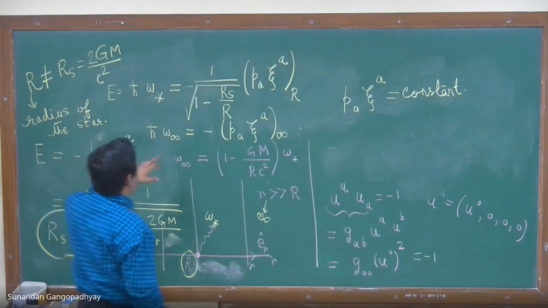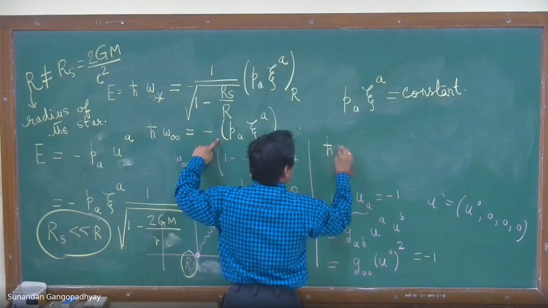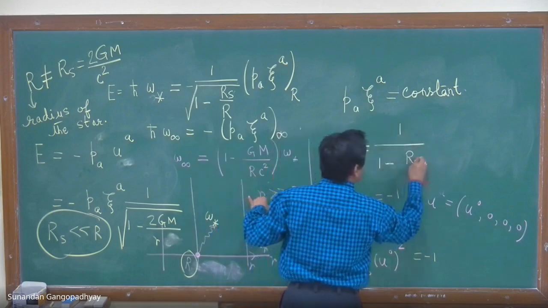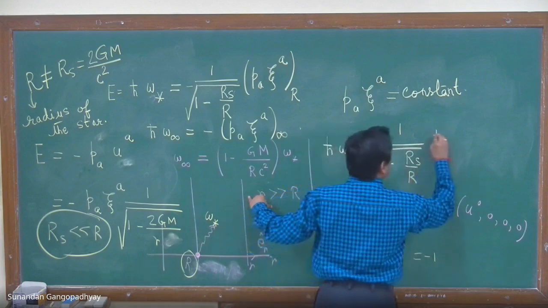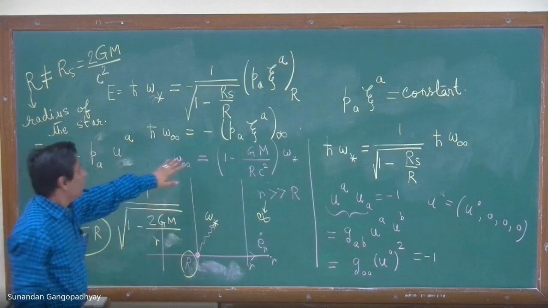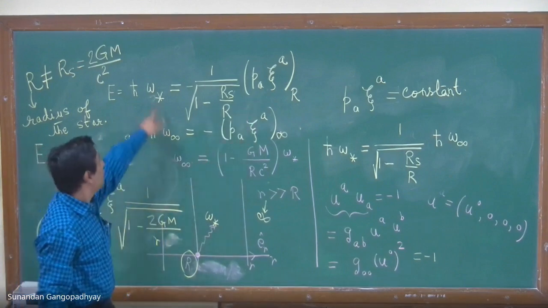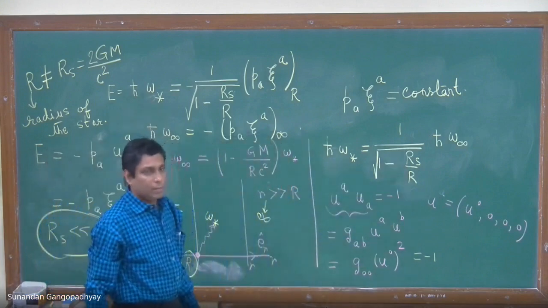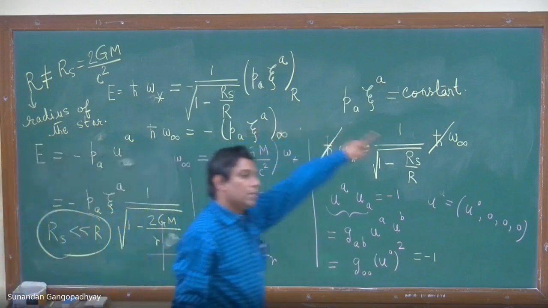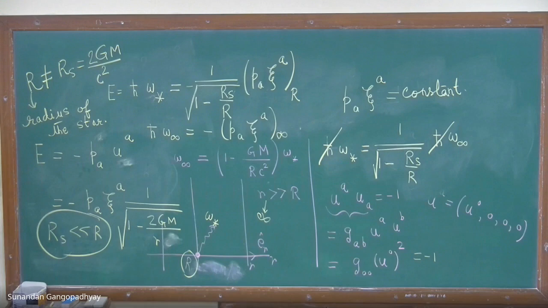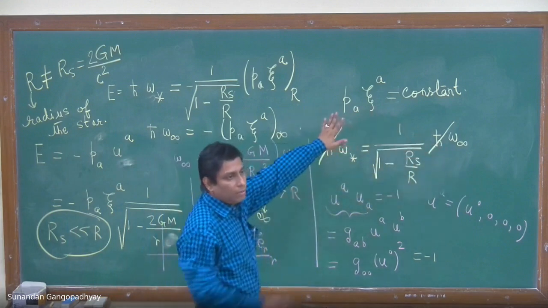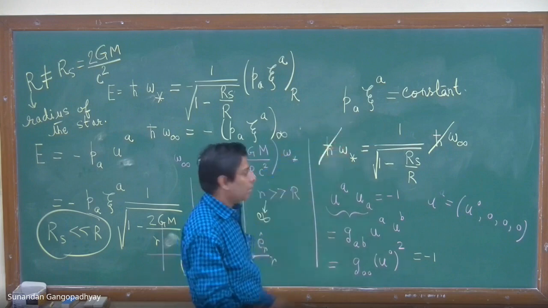Since this and this are equal, therefore h bar omega star is equal to square root of 1 minus RS by capital R times h bar omega infinity. Because this and this are equal along a geodesic, and this is equal to h bar omega infinity, therefore from this equation you have this relation. So this is constant along a geodesic. How can you say that? You will take that particular trajectory, radial geodesics, where you can use that property. So you have this relation.